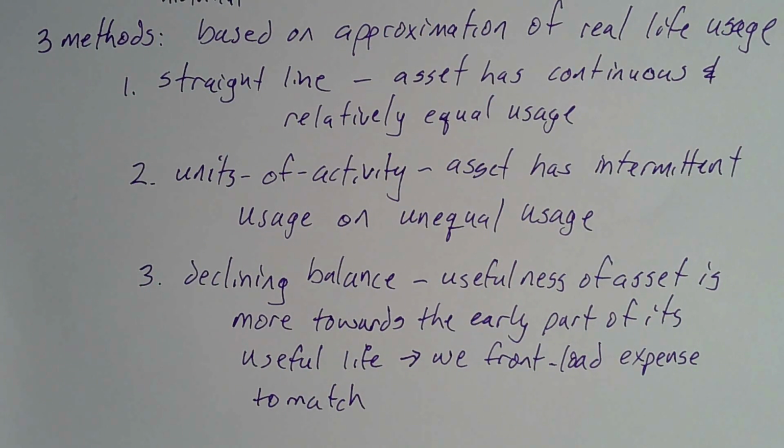The first one is straight line, meaning our anticipation is an asset has a continuous and a relatively equal usage. So let's say we have a delivery truck. Yes, it might be up and down how much we actually deliver, but we're pretty much using that truck continuously. Or we have a piece of furniture and we have people working in the store or in the office, and therefore people are there 5 days a week and they're using the desk, and so the desk is getting relatively continuous and equal usage. So we would use a straight line method.